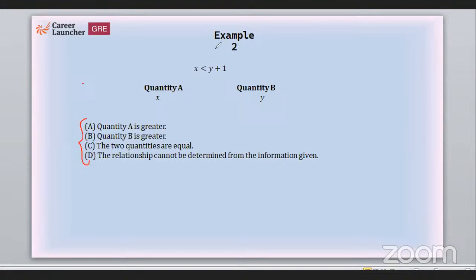Okay. So would you like to try this, everyone? Just try this and tell me the answer.